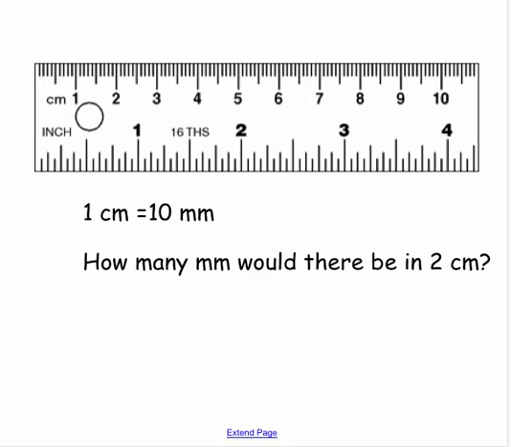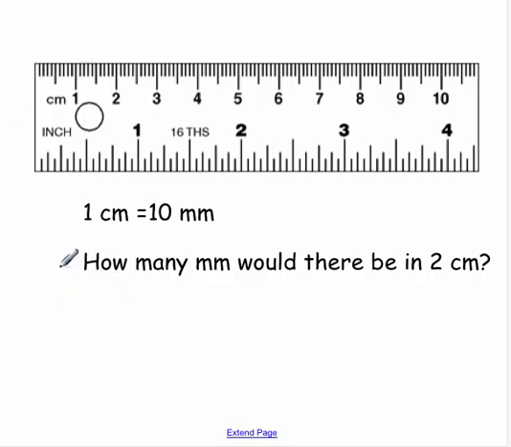Okay, perfect. All right, we're talking about equivalencies, and I know that 1 centimeter equals 10 millimeters. That would be the distance from the edge of the ruler over to the number 1, right here. That would be 1 centimeter. And I can see that there are 10 tiny little millimeter marks in this 1 centimeter.